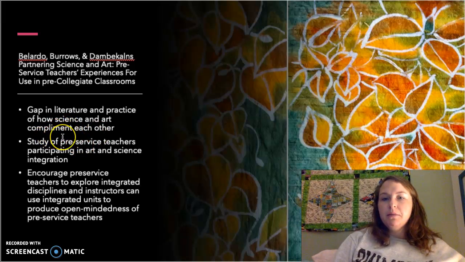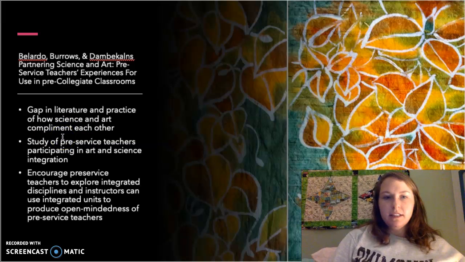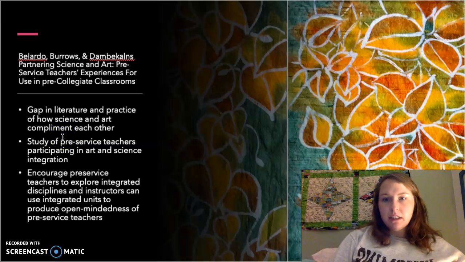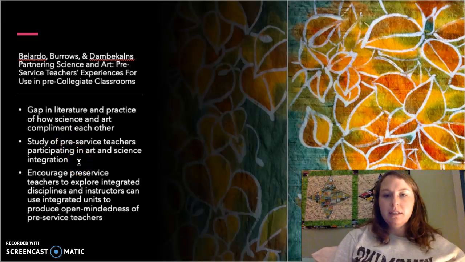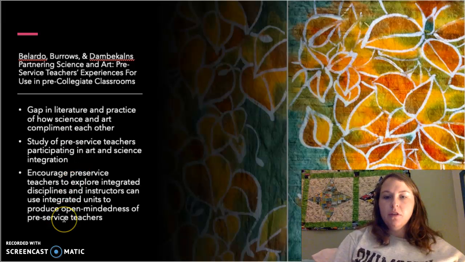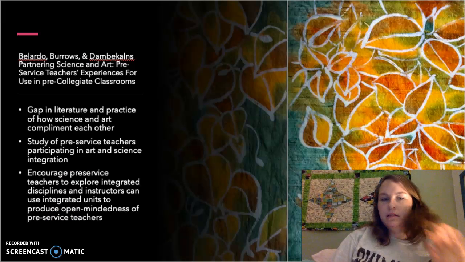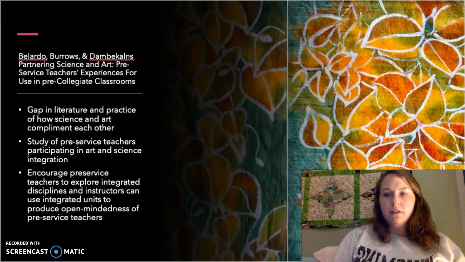And so this was a study of pre-service teachers participating in art and science integration using batiks. They encourage pre-service teachers to explore integrated disciplines, and as instructors can use integrated units to produce open-mindedness of pre-service teachers to including integrated STEM and art lessons in the future.